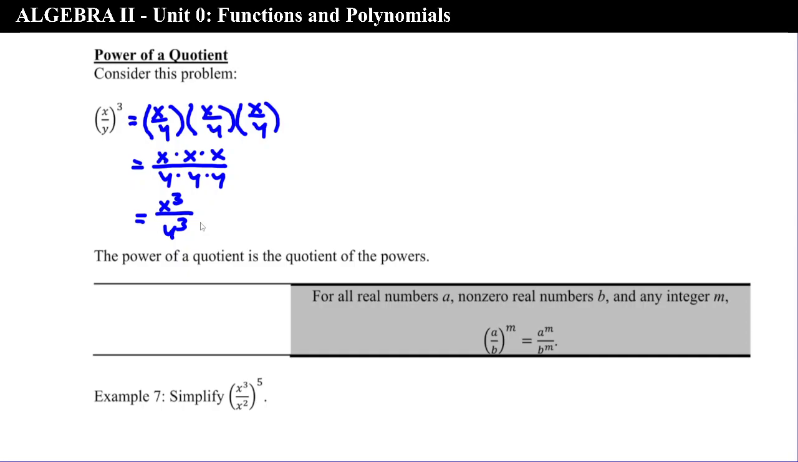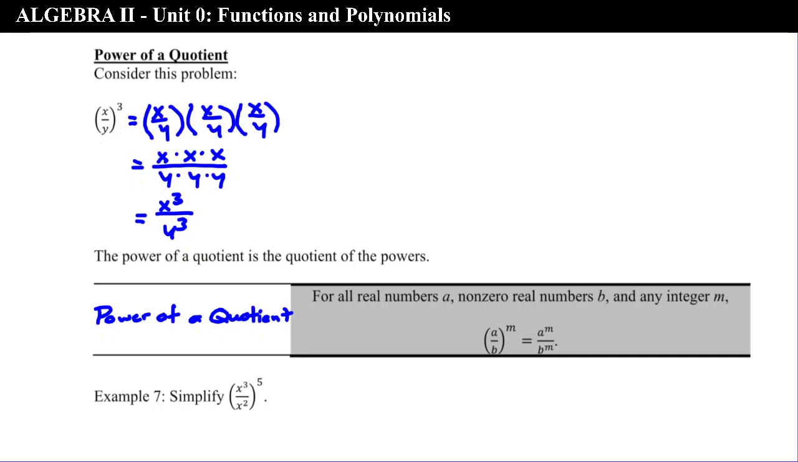And that pattern is if everything that we are dividing is all taken to a power, then we can take the individual parts to that power. And this is called power of a quotient. For all real numbers a, non-zero real numbers b, and any integer m, a over b all to the m is equal to a to the m over b to the m.